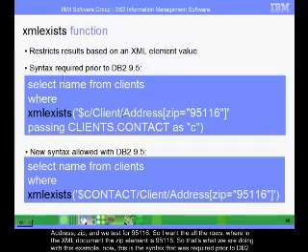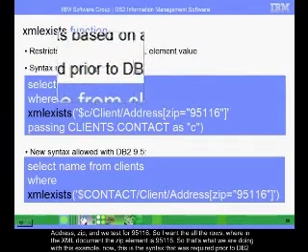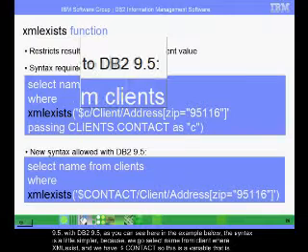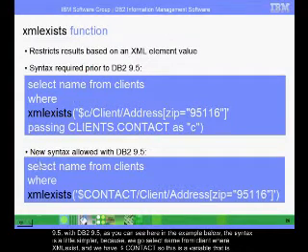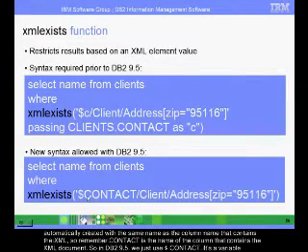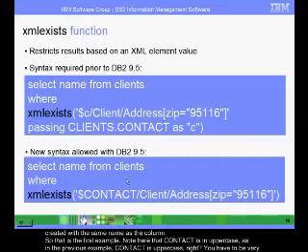Now this is the syntax that was required prior to DB2 9.5. With DB2 9.5, as you can see in this example below, the syntax is a little simpler because we go select name from clients where XMLEXISTS, and we have contact. This is a variable that is automatically created with the same name as the column name that contains the XML. So remember, contact is the name of the column that contains the XML document. So in DB2 9.5, we just use contact. It's a variable created with the same name as the column. So that is the first example.